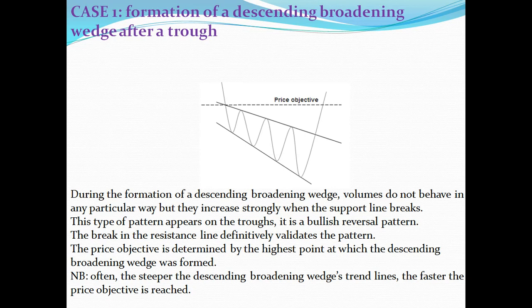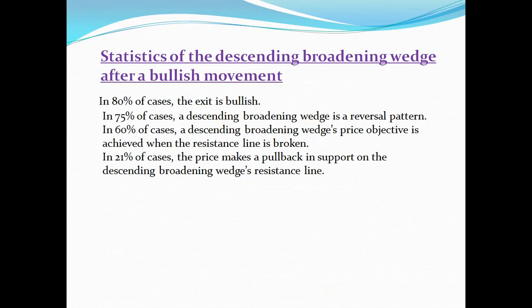The break in the resistance line definitely validates the pattern, as you have seen here. The price objective is determined by the highest point at which the descending broadening wedge was formed. Often, the steeper the descending broadening wedge line, the faster the price objective is reached. If it is steeper, then the price will go more.